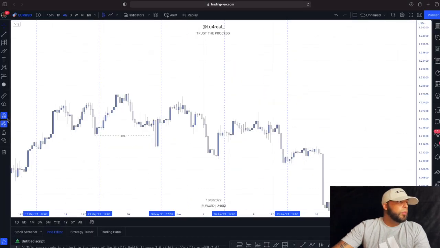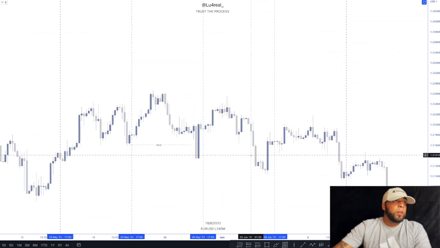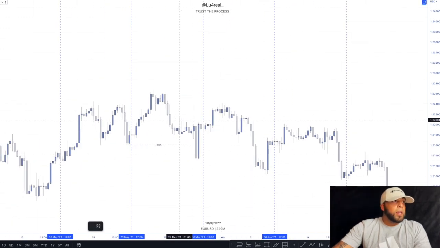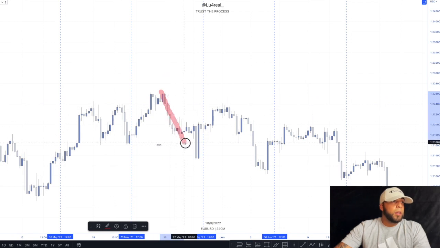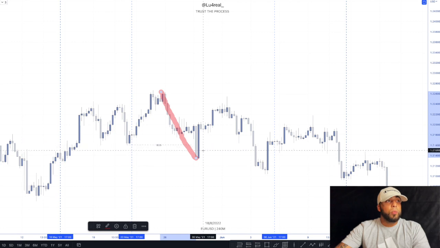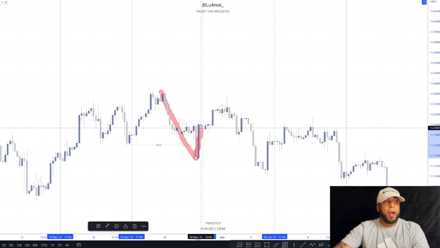Let me just remove this magnet here real quick. So you can see price did what? Made an impulse to the downside. And this is closer to the end of the week. You see the end of the week is going to end here, right? So this is probably like Friday. So price started its pullback on Friday, right? So we broke structure, we created a lower low, and we started our pullback on Friday, ending the week in the middle of a pullback.